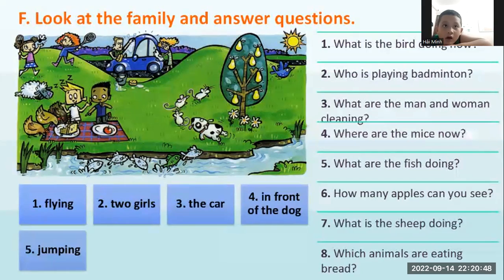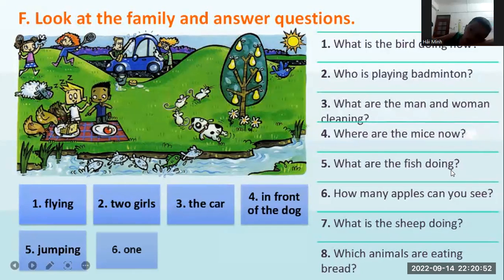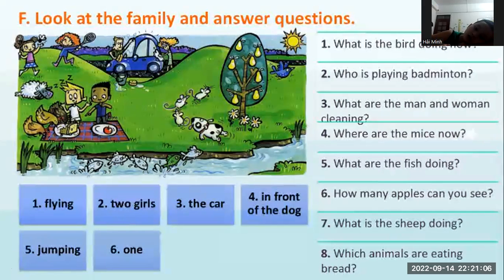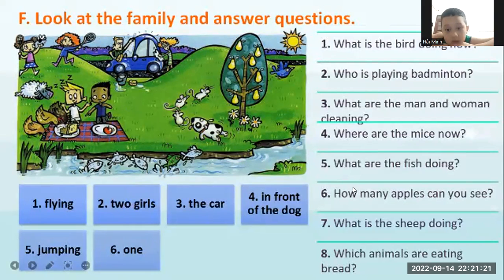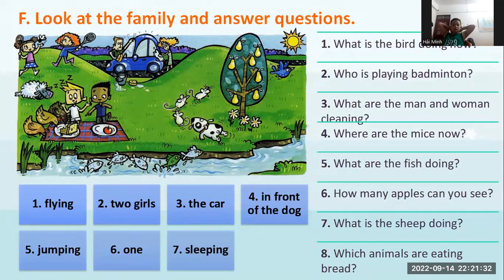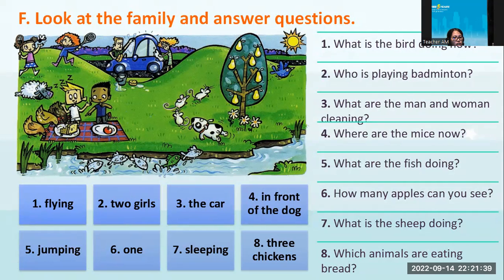How many apples can you see? I see one. One. Yes. What is the sheep doing? This one. No, what is the sheep doing? The sheep is sleeping. Okay, it's sleeping. Which animals are eating bread? Chicken. Okay, it's the three chickens.